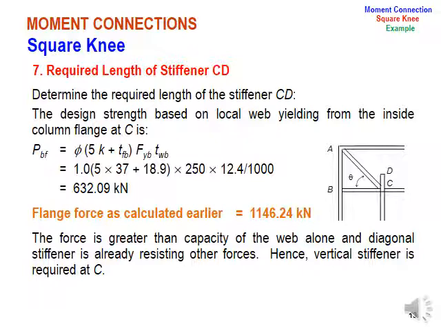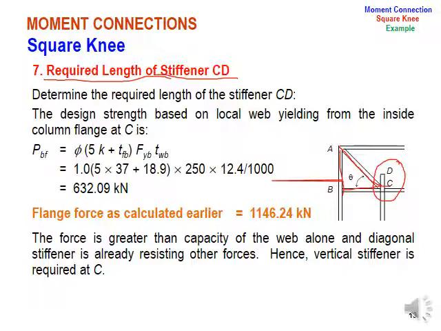Now in this slide we will discuss the stiffener CD, the required length of the stiffener. Once we have provided all of the welds, the weld along the face AB and BC and along the diagonal stiffener, weld calculation we have done. Now we come towards the stiffener. This vertical stiffener, why we provide that, in detail in the online session we have discussed it.